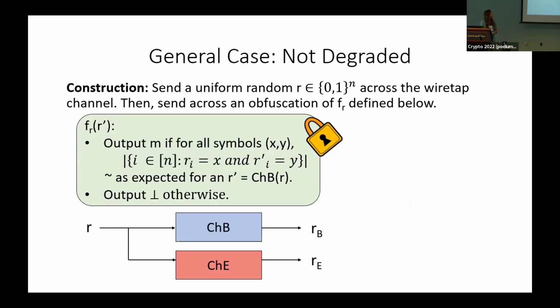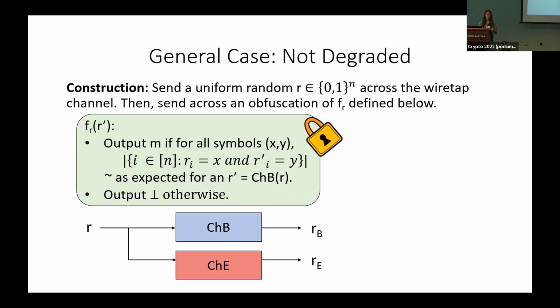Our scheme is fairly similar to before. Alice wants to send a message M to Bob. First she picks a random message R and sends it across both channels. Then she'll create an obfuscation of the following function. The function again has R and M hard-coded into it.